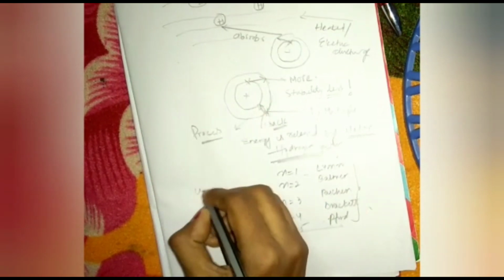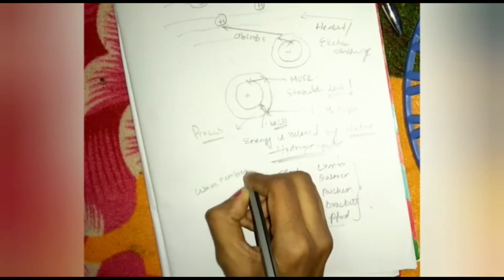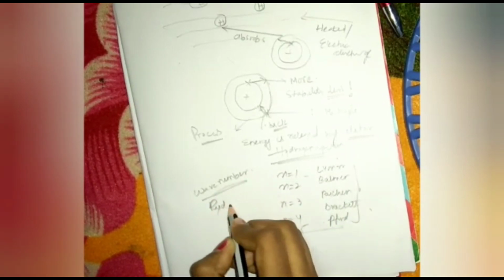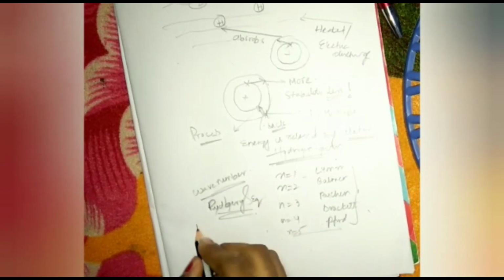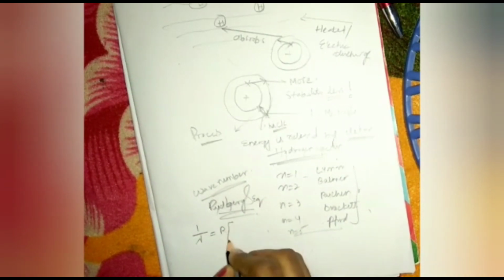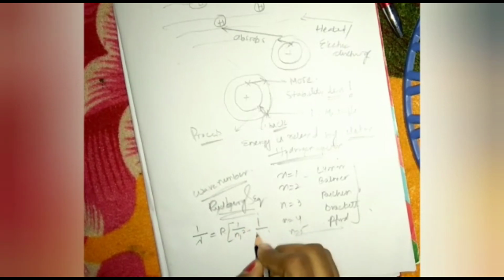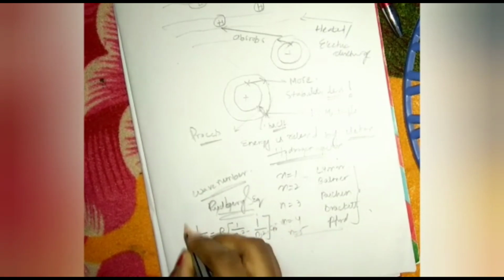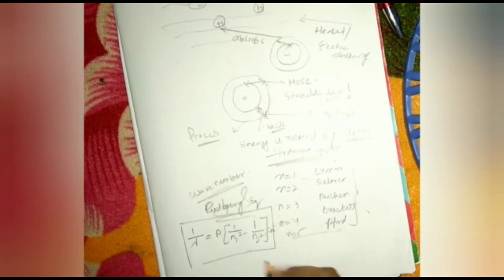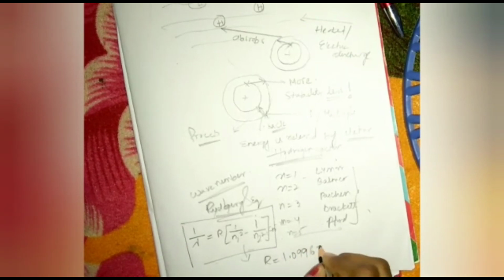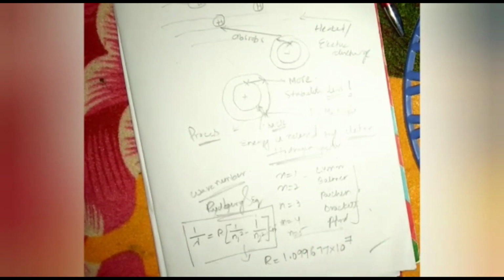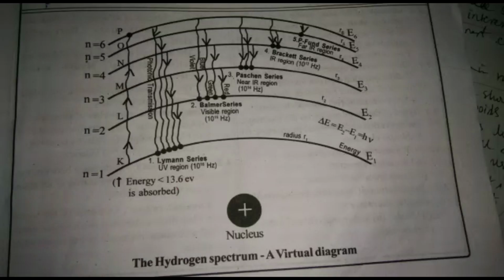The wave number or wavelength of any line in any series can be calculated by Rydberg's equation, which is 1 by lambda equals R into (1 by n1 square minus 1 by n2 square). Very simple. And here R equals 1.09677 into 10 to the power of 7. That is called the wave number. We can calculate it easily by this Rydberg's equation. Simple theory, that is all about Bohr's theory.